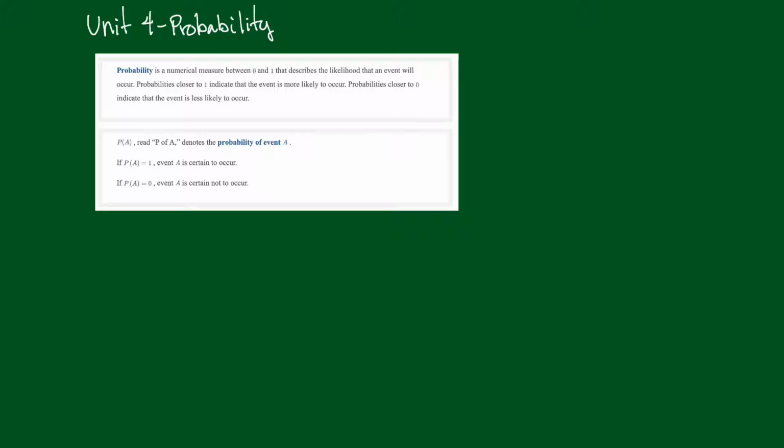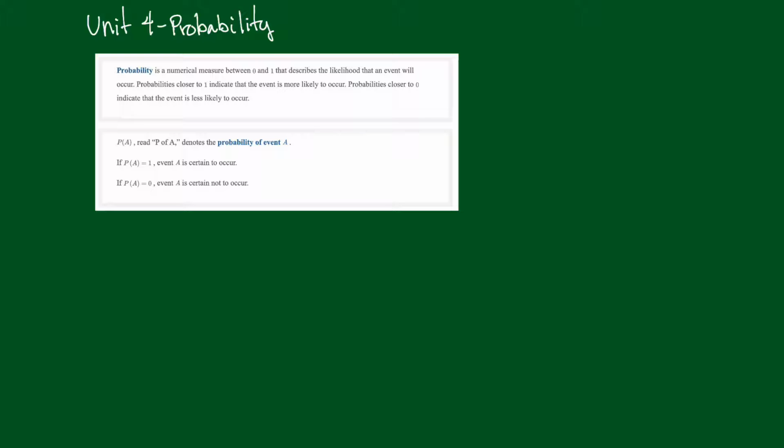Unit 4 is on probability. Let's start with what seems reasonable to start with: what is probability? According to the definition in our textbook, probability is a numerical measure between 0 and 1 that describes the likelihood that an event will occur. All right, so probability is a measure of how likely some kind of an event is to occur.